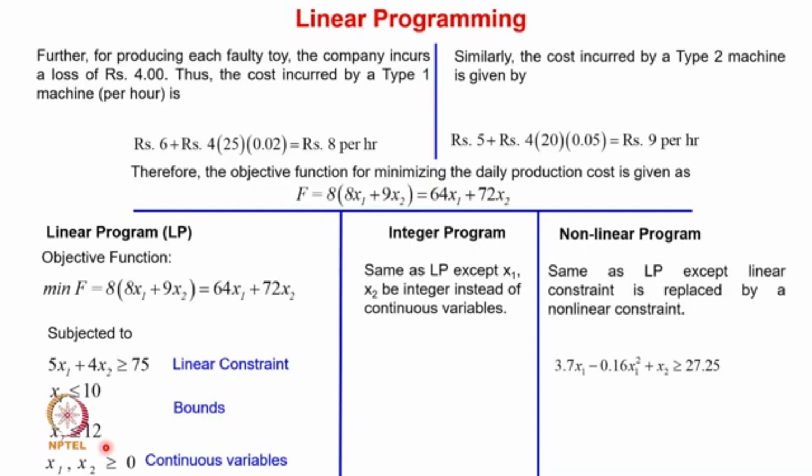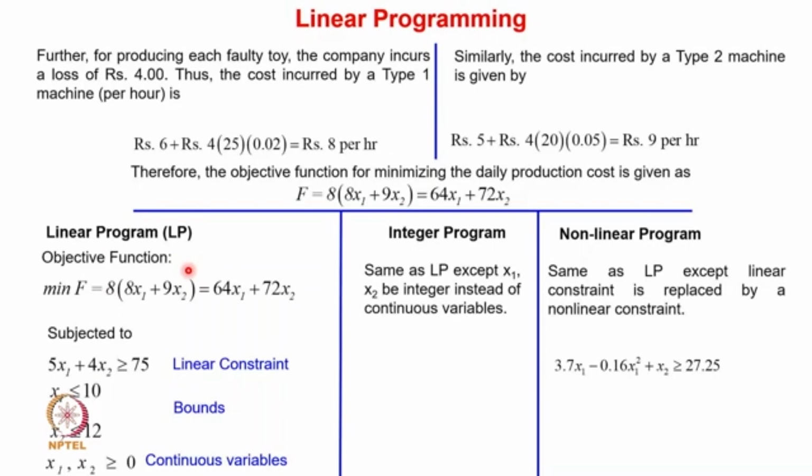And this is very important: if we assume that x1 and x2 are both continuous variables, clearly x1 and x2 are numbers of machines, but just for simplicity, if we assume that x1 and x2 are continuous variables, then this entire problem becomes a linear programming problem, because all your variables are continuous, your objective function is linear, and your constraints are also linear.